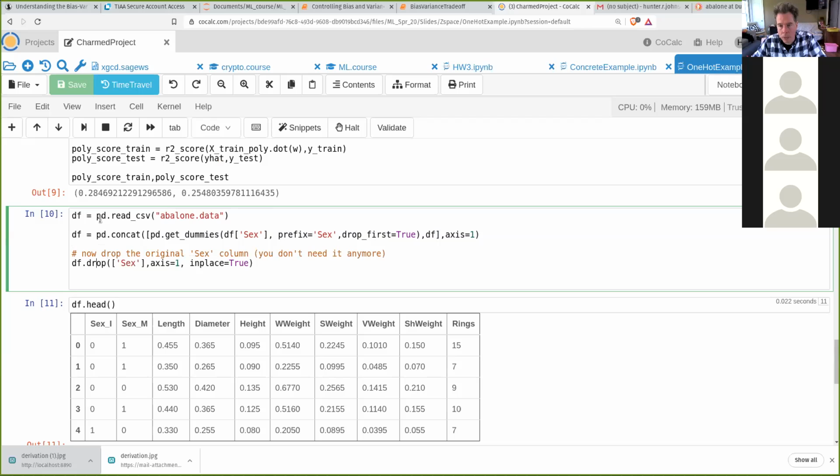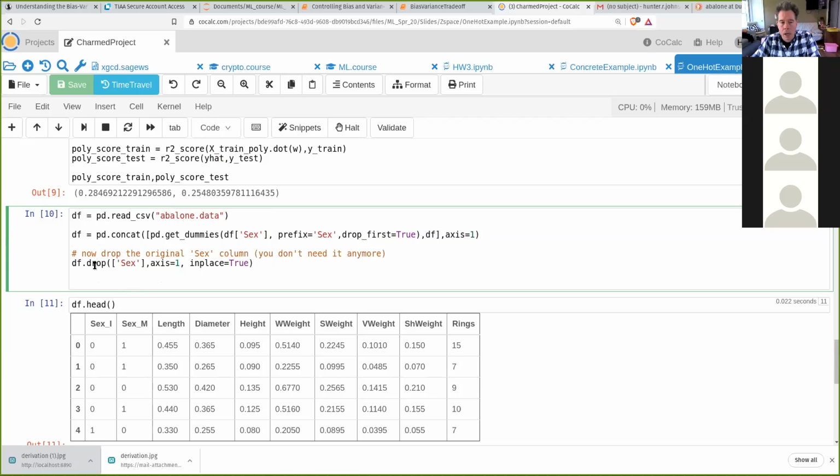Axis equal to 1 means? That means going along the rows. So this means that we don't want to put them on top of each other. We want to put them side by side. Gotcha. In place equal to true, what's that? Yeah, so I think what this means is actually modify the data frame. If I didn't do that, then I think I would have to do df equals df.drop.